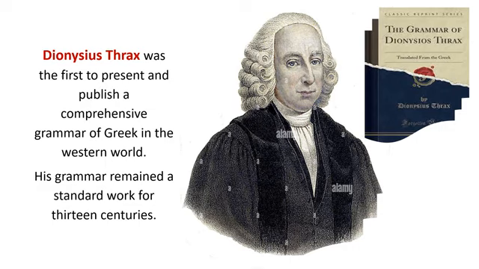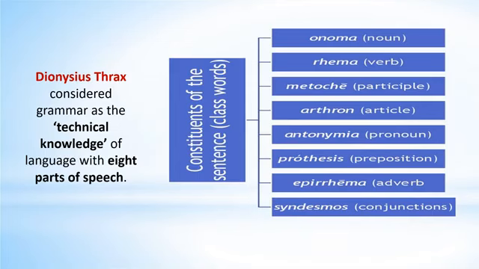The first surviving grammar of a European language is a short description of the Greeks by Thrax. Thrax was the first to present and publish a comprehensive grammar of Greek in the Western world. His grammar remained a standard work for 13 centuries. Thrax considered grammar as the technical knowledge of language with 8 parts of speech.